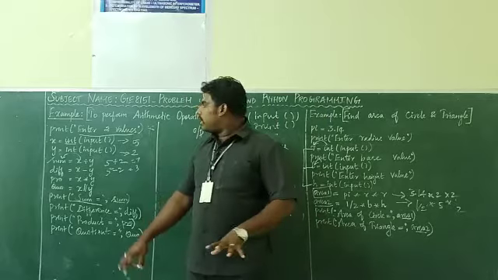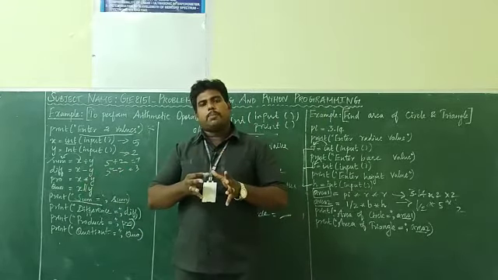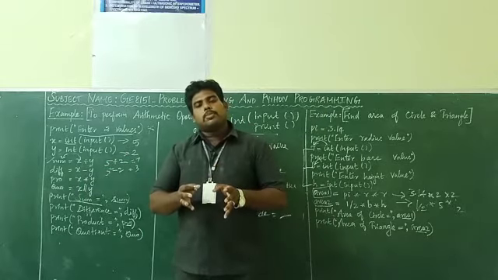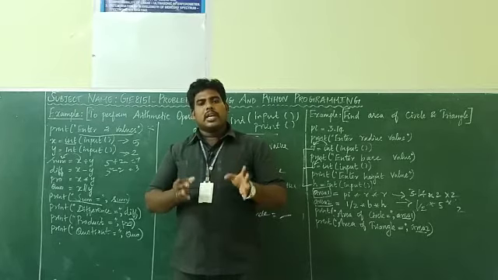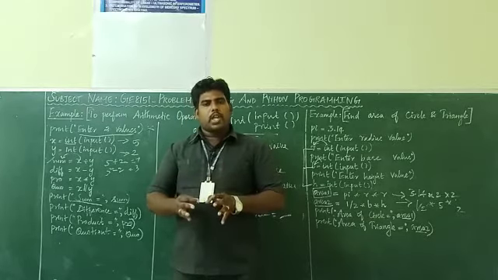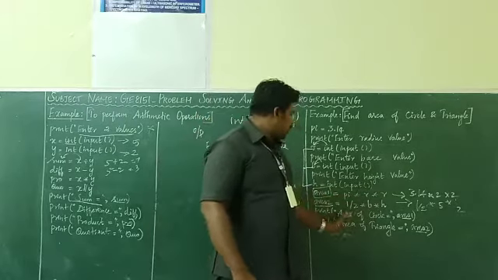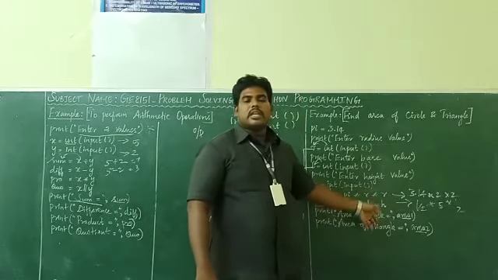Okay. So what are the main important things? The input function is used to get the input. The input function always takes string as input. You have to convert it to integer or float. Then the print function is used to print the output. If you want to print the variable, don't put it in double quotes. If you want to print a string, put it in double quotes.